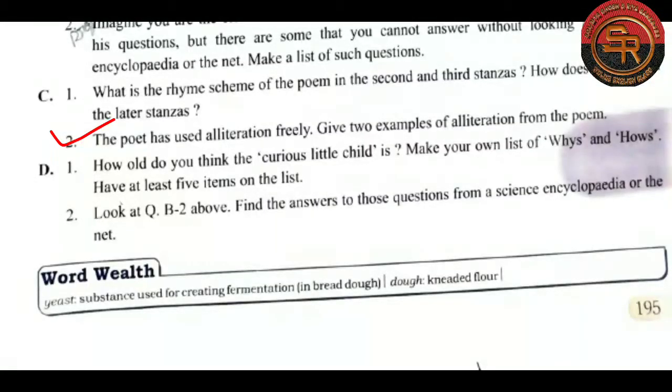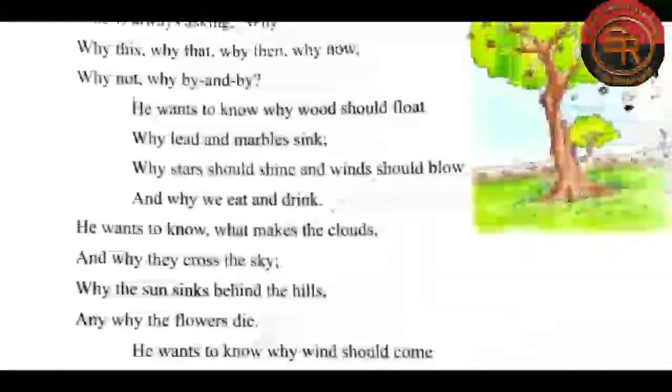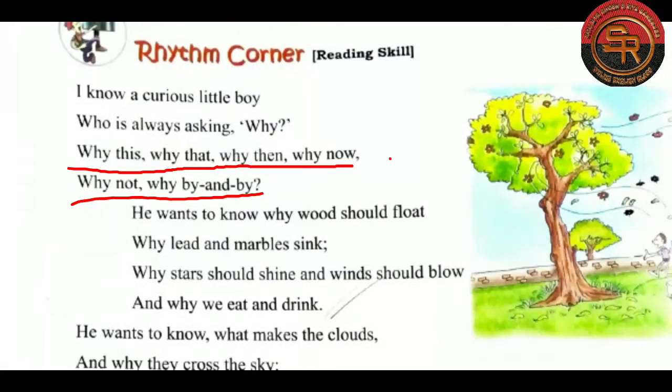Next, the poet has used alliteration freely. I have told you in the previous video also about alliteration. Give two examples of alliteration from the poem. I have also told you in the live classes: why this, why that, why then, why now, why not, why, by and by. So the W sound is a consonant sound that is repeatedly sounding, so it's an alliteration.